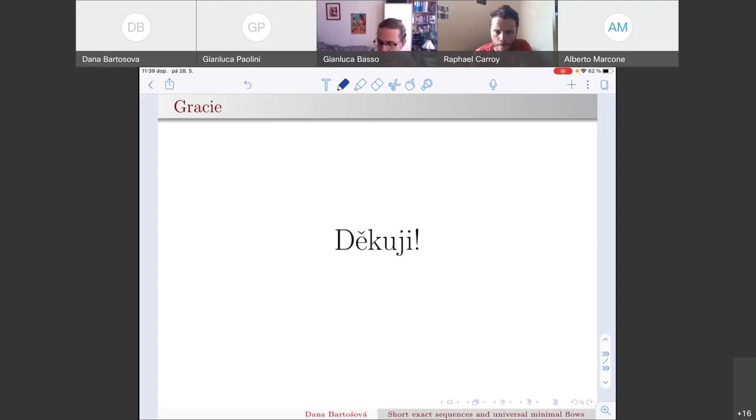But the fact that the compactification is both a right and left flow. That's right. Yeah. That's okay. But that's hard to use. Mm-hmm. Okay.